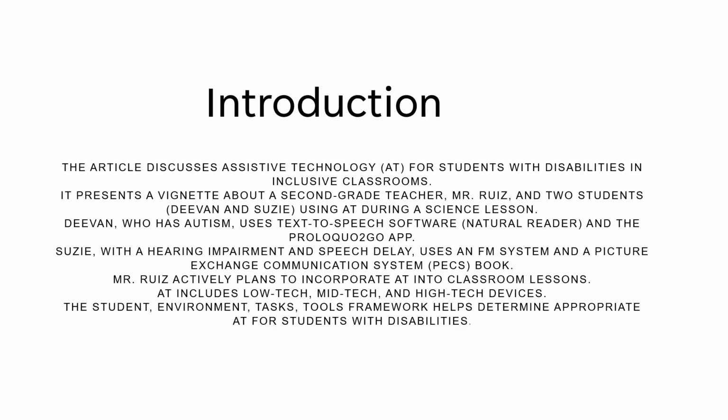Introduction. The article discusses assistive technology, AT, for students with disabilities in inclusive classrooms. It presents a vignette about a second grade teacher, Mr. Ruse, and two students, Devin and Susie, using AT during a science lesson. Devin, who has autism, uses text-to-speech software and the Proloquo2Go app. Susie, with a hearing impairment and speech delay, uses an FM system and a picture exchange communication system, PECS, book. Mr. Ruse actively plans to incorporate AT into classroom lessons.